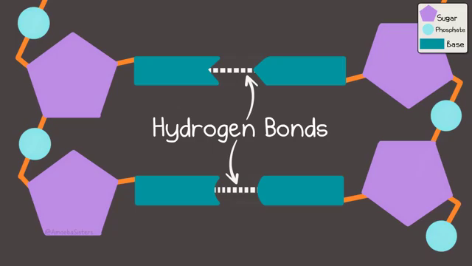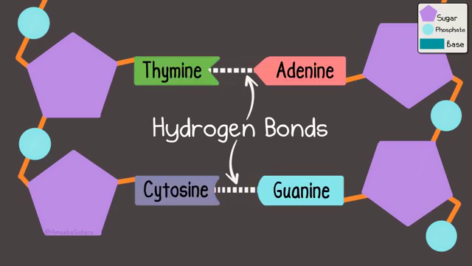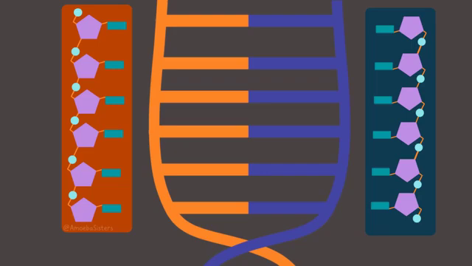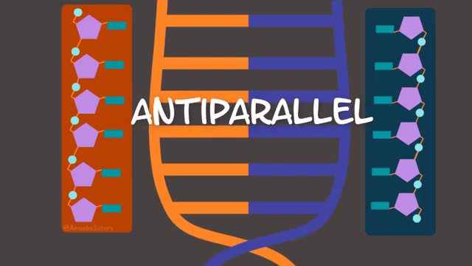In our video that covers DNA structure, we talk about how the bases pair together with hydrogen bonds. The base adenine goes with the base thymine, and the base guanine goes with the base cytosine. These strands are also anti-parallel, so they don't go in the same direction. What do we mean by direction?